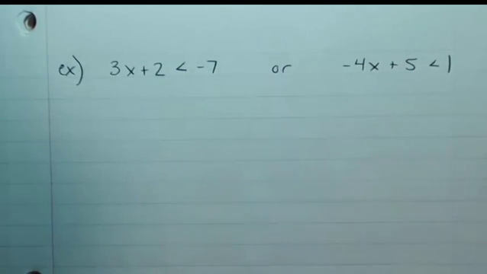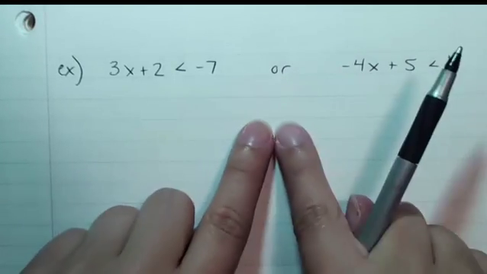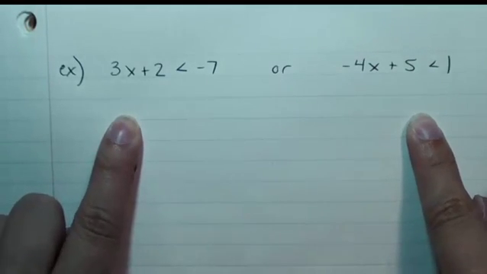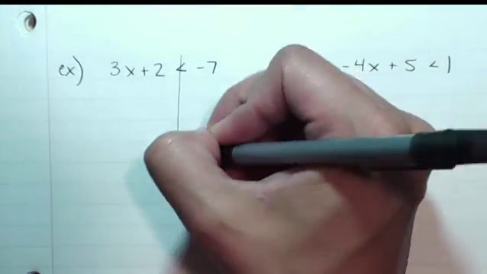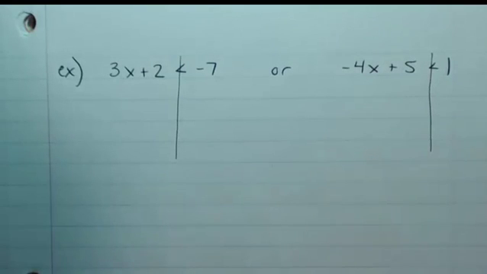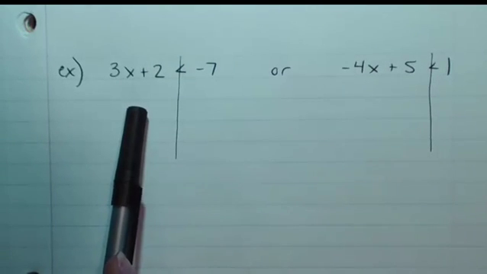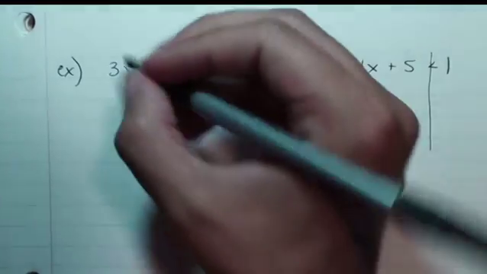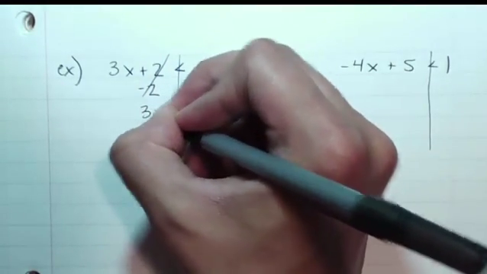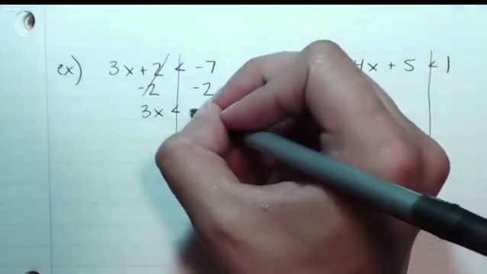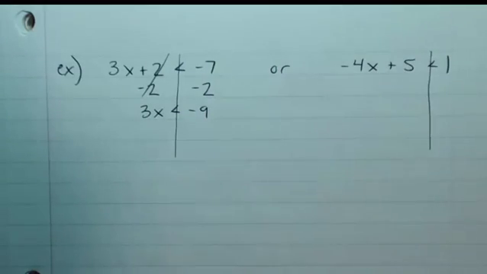So right away when I see this word OR, they're going to ask me to solve it and graph it. I know that my graph is going to look like this, where they're shading in two opposite directions. So let's go ahead and simplify these inequalities one at a time. If I look at the left one, what's my first step? To get x by itself, I'm going to subtract 2 on both sides, which gives me 3x is less than negative 9.